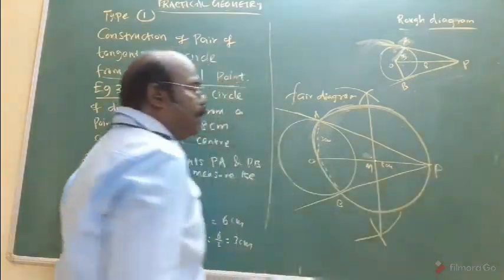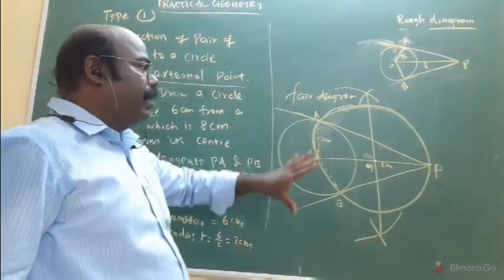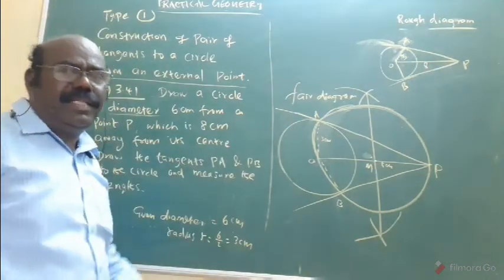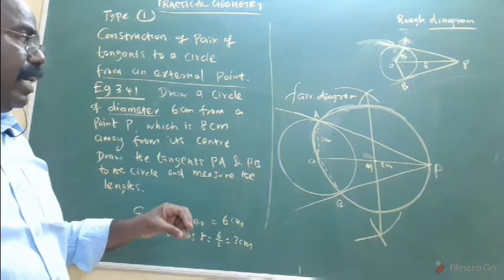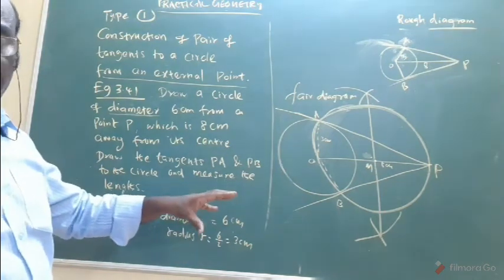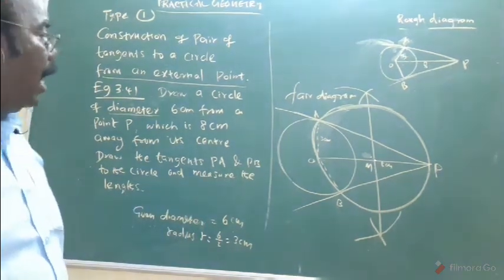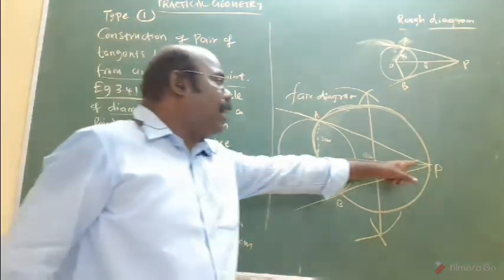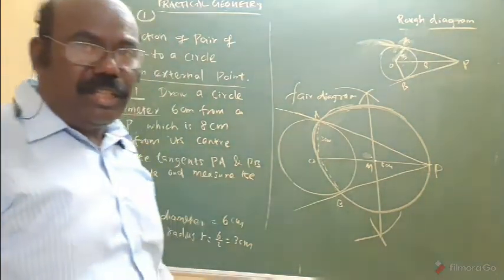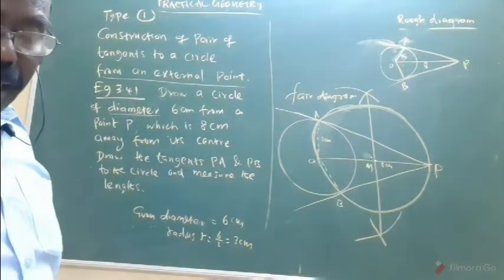The full length OP is 8 centimeter, the radius OA is 3 centimeter. This is the diagram. Afterwards, write the construction. You can write the construction simply and easily, only 4 or 5 points. And also, measuring the length is asked. That means the length of PA is asked. That's what's important.